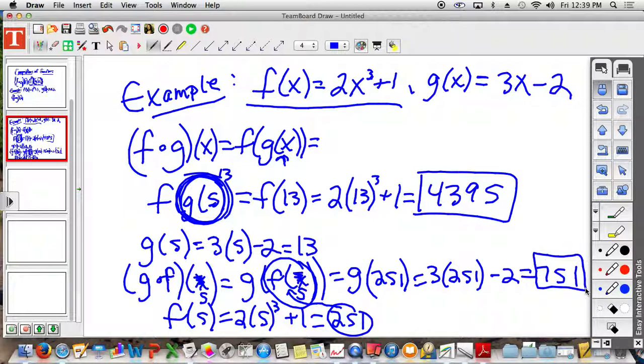Did we get the same answer? No. We had 4,395, and here we have 751. So in other words, you will rarely get the same answer. There might be instances when you do, but rarely will you get the same answer. Okie dokie.